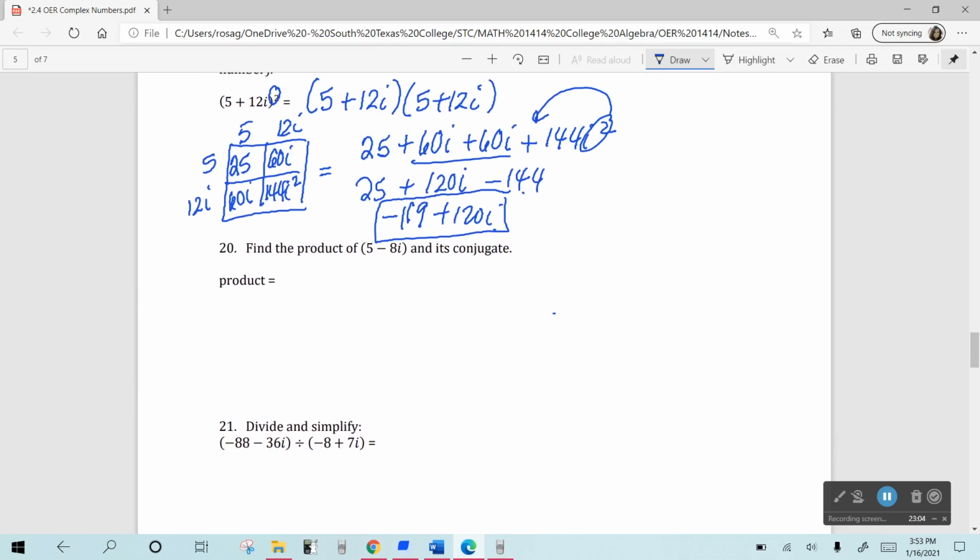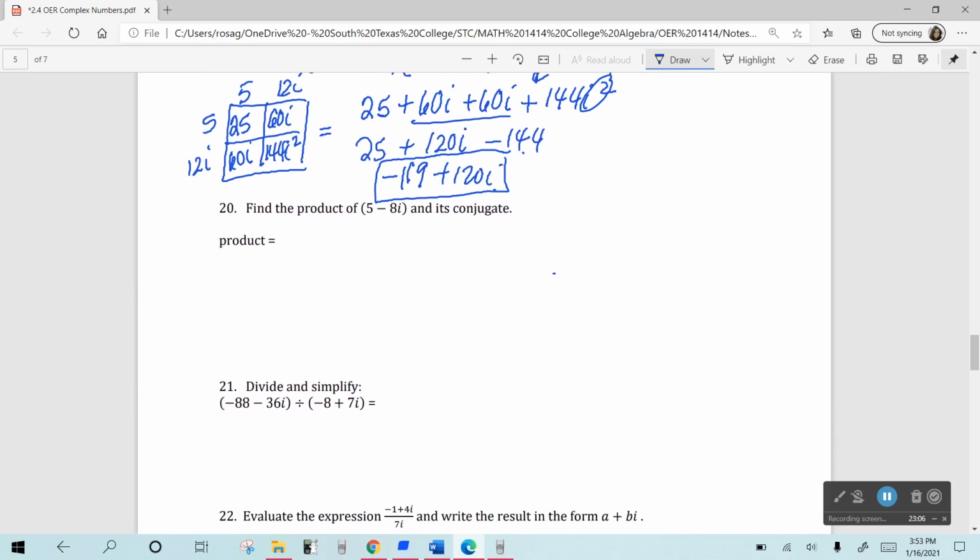I saw your mistake. Okay, this one says, find the product of this one and its conjugate. Ooh, what is a conjugate? The conjugate of a complex number is basically changing the middle sign. So for this one, the conjugate would be 5 plus 8i. You see the first number stays the same. You're just changing that sign in the middle. If this one was a plus, then you would put a minus there.